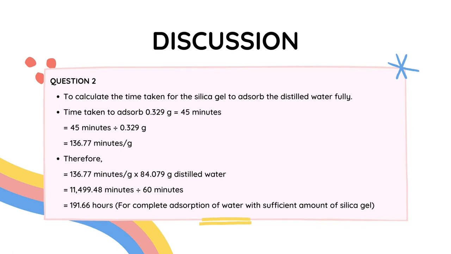Question 2 asks how long it would take to absorb the water from the petri dish completely if you have a substantial quantity of the silica gel. So from my experiment, complete absorption of water with a sufficient amount of silica gel would take up to 191.66 hours.